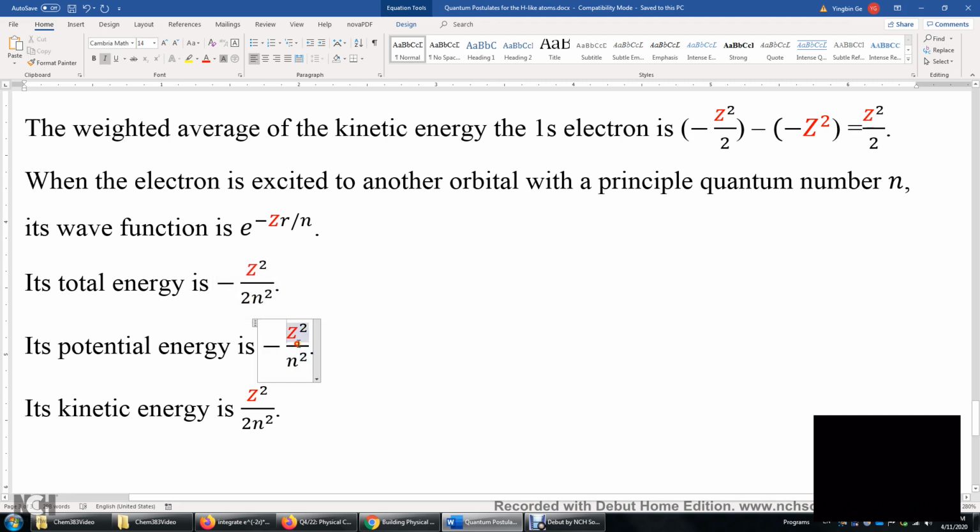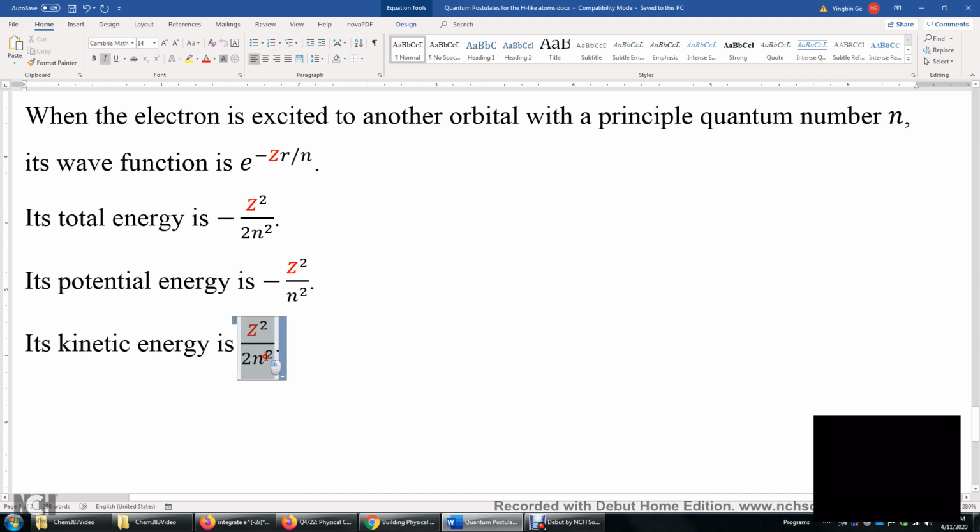There's no 2 here. What about kinetic energy? It's the total energy minus the potential energy. The result is positive Z squared over 2n squared. So you probably can tell this kinetic energy and the total energy happen to have the same magnitude, but opposite signs.